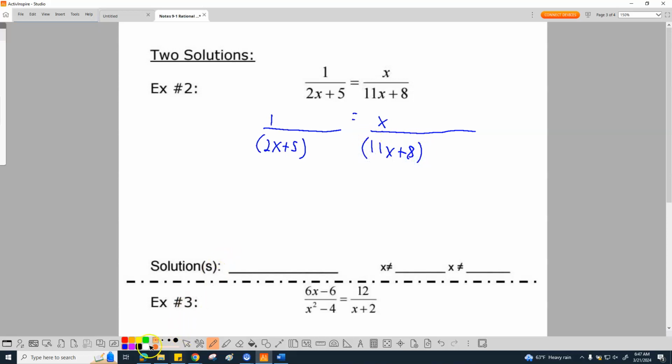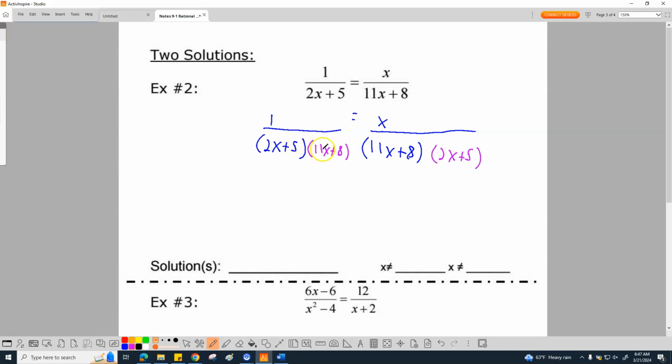Now, in order to find the common denominator, I got to multiply these two things together. So on this side, I have to add the 11x plus 8. See, because they're going to multiply together, this one times this one. On this side, I have to add the 2x plus 5. So these are now being multiplied together.